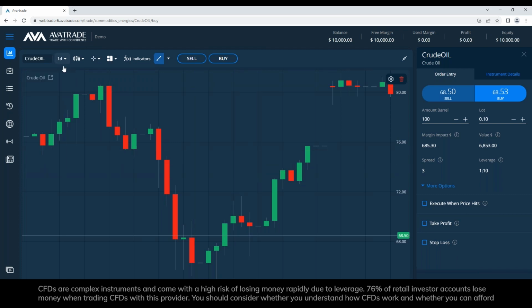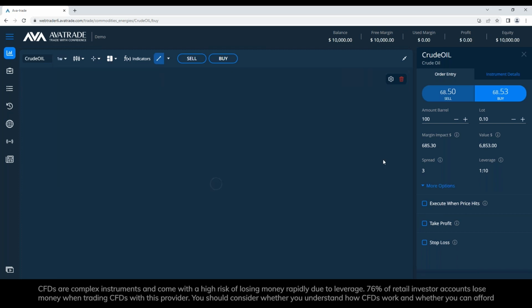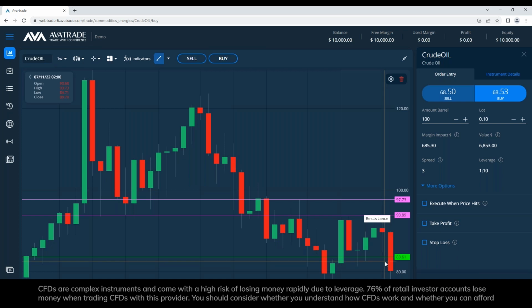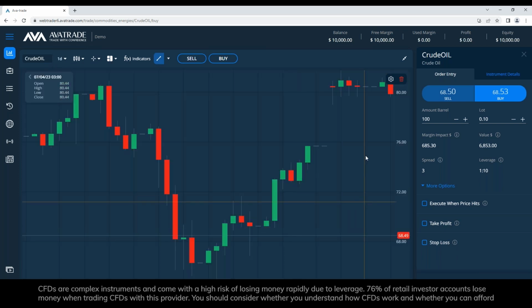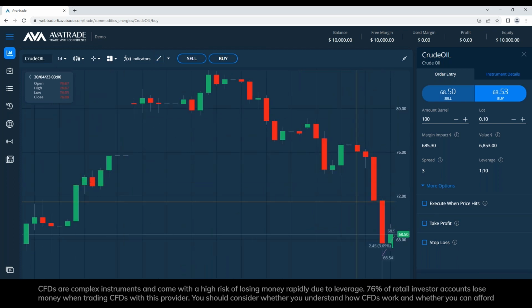No, it's not showing what I wanted. Never mind. So the point is that this green candle is continuation. Oh, it's showing. Great. So this green candle is continuation of the uptrend reversal that we had.